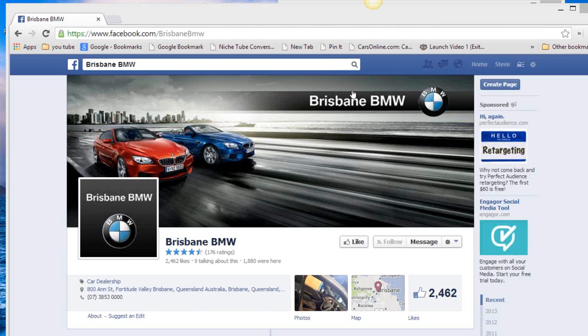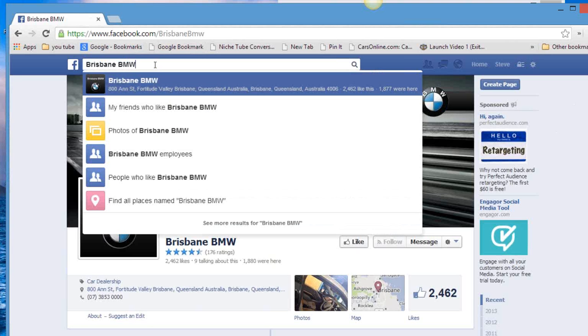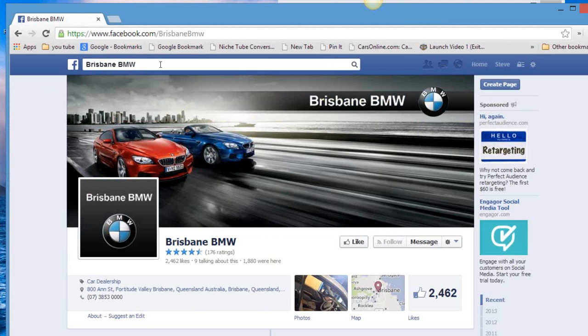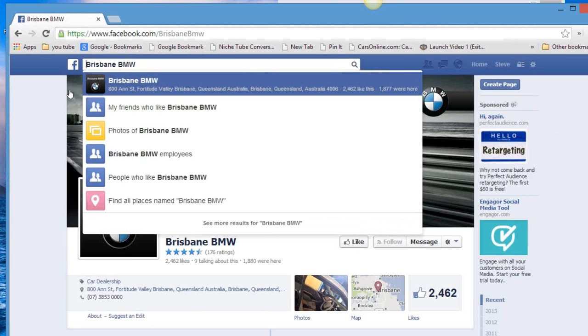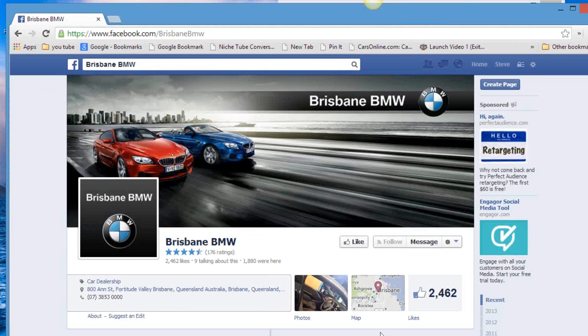So I'll just get into this here. This is basically the graph search. If people don't have this, there are ways of getting it. Some people don't have it, and if people contact me, I'll tell them how to get it up and running. It's just a setting in Facebook. Anyway, you can see these guys have got 2,400 likes.